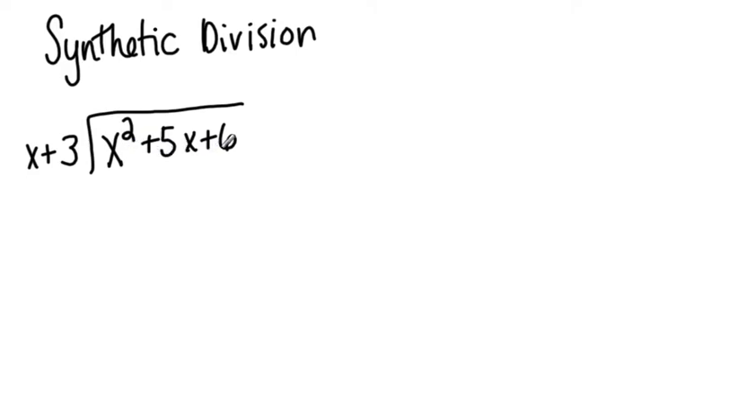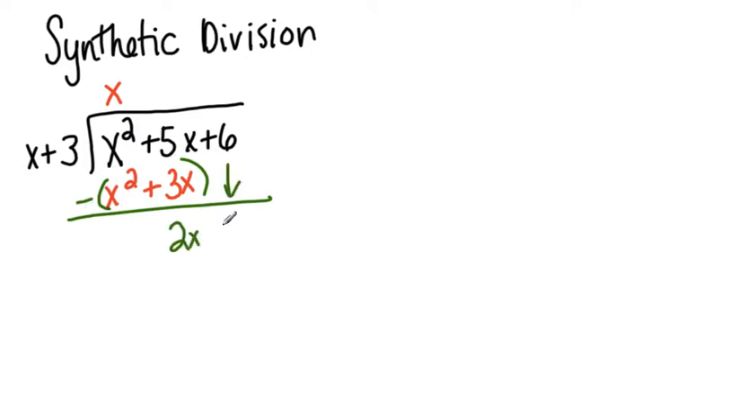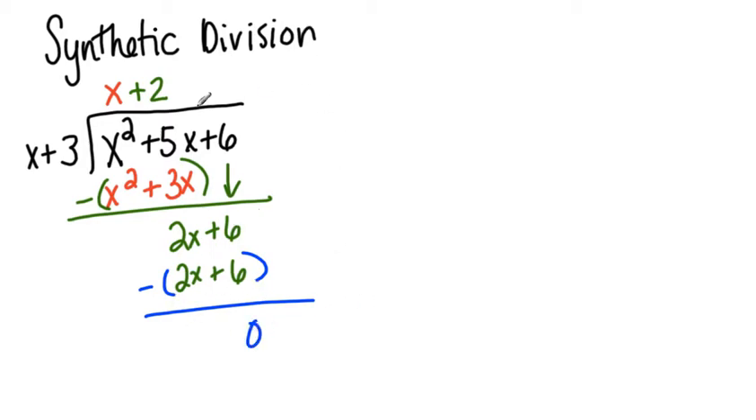So you're going to have x squared plus 5x plus 6 divided by x plus 3. X into x squared goes x number of times. X times x is x squared. X times 3 is 3x, and then you subtract. So x squared minus x squared goes away, and 5x minus 3x is 2x, and drop the plus 6. X into 2x is 2, and then 2 times x would be 2x, and 2 times 3 would be 6, and then you're going to subtract that piece. And 2x minus 2x is 0, and 6 minus 6 is 0. So you don't have a remainder there.